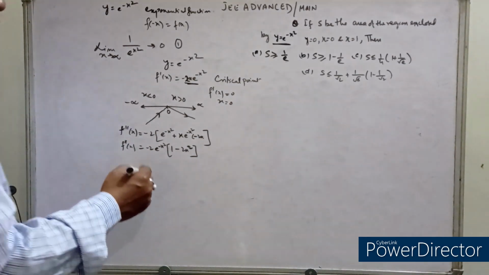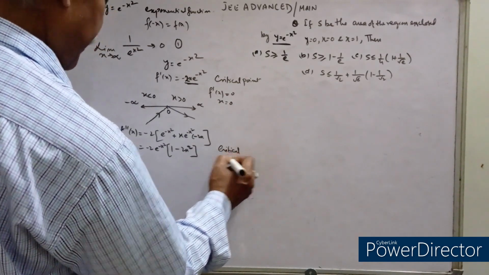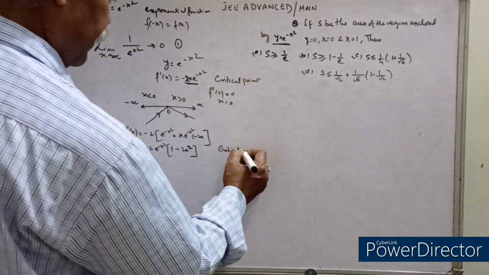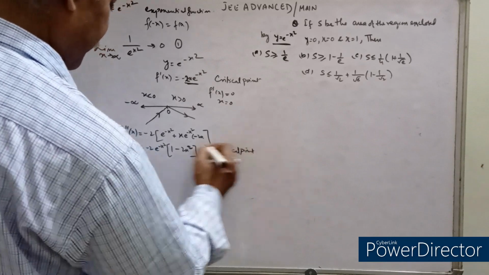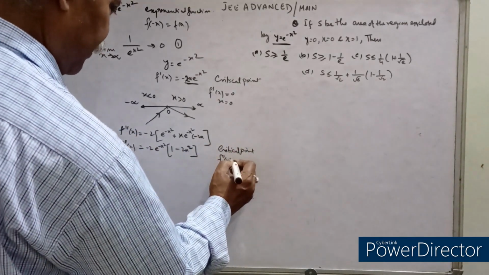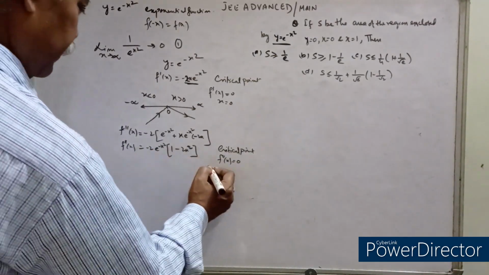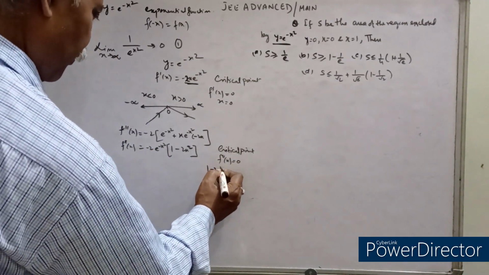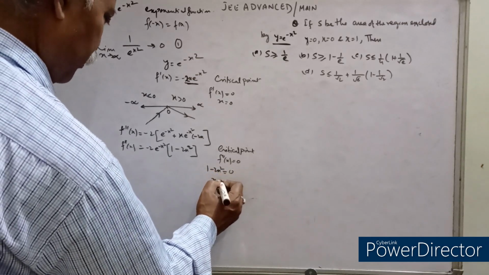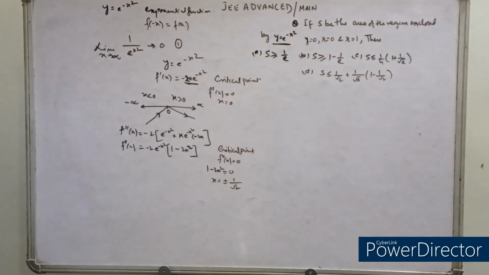Now let us find the critical point. Critical points mean where f double dash is 0. When f double dash is 0, what are you going to get here? This will be 1 minus 2x square is equal to 0, so x will be equal to plus or minus 1 by root 2. Yes. So now we can draw the graph.